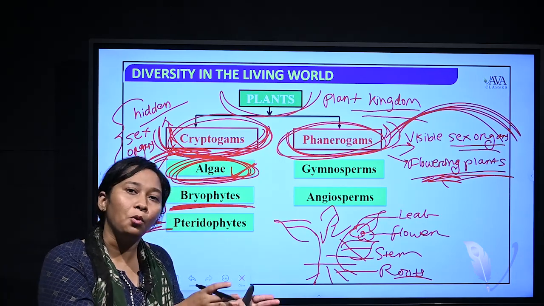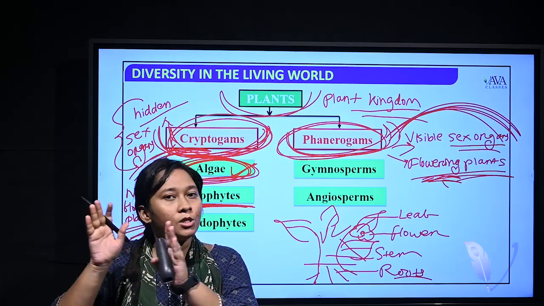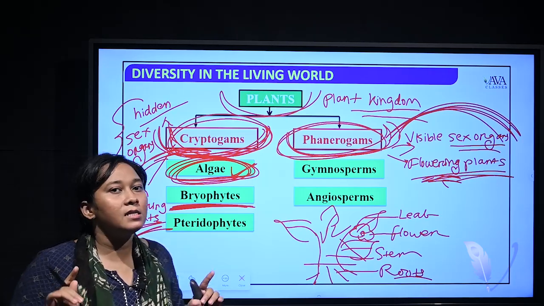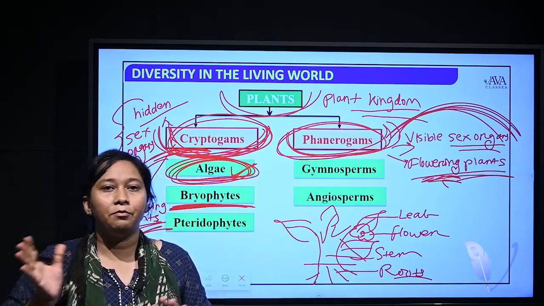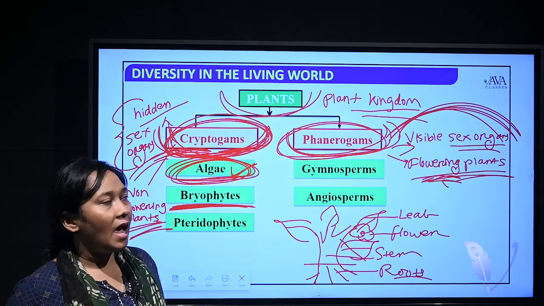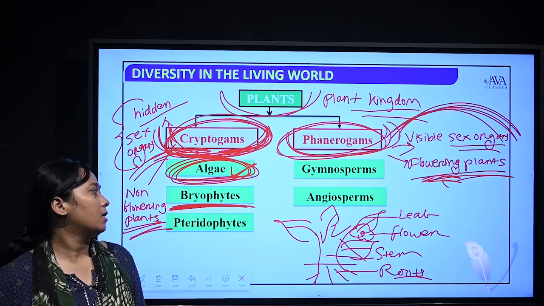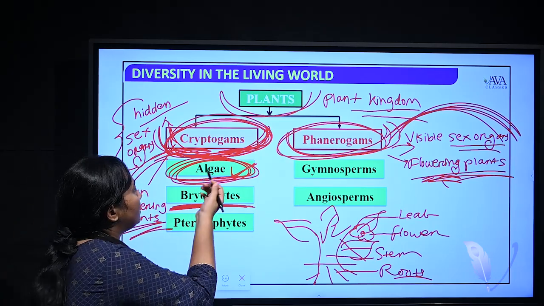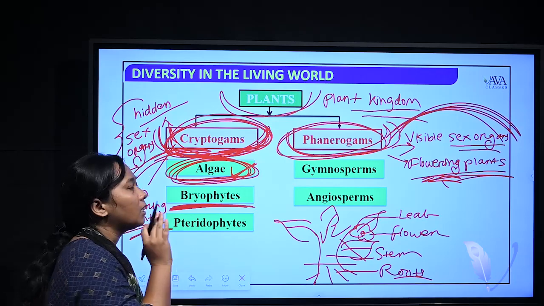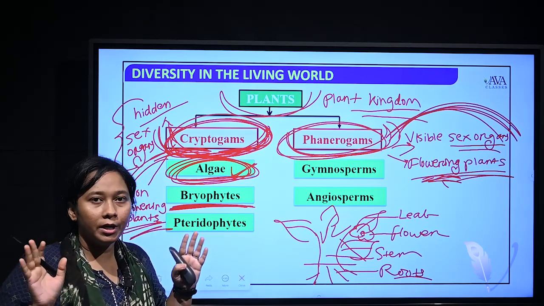They evolved from the prokaryotic organisms to the eukaryotic organisms, and from the unicellular organisms to the multicellular organisms. So it took some time. Not in a single day did they evolve. So in cryptogams we will study algae, bryophytes, and pteridophytes. You might be thinking, ma'am, it is easily said, but these terms are completely new for us. So we will describe them completely. Do not worry about that.